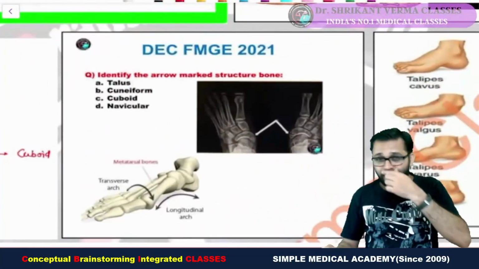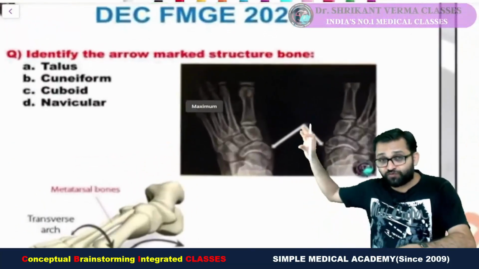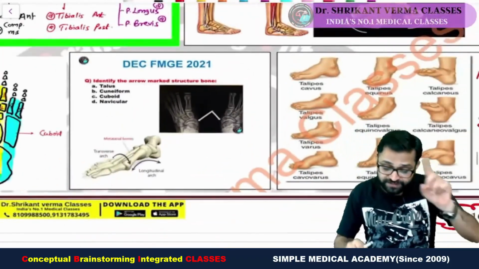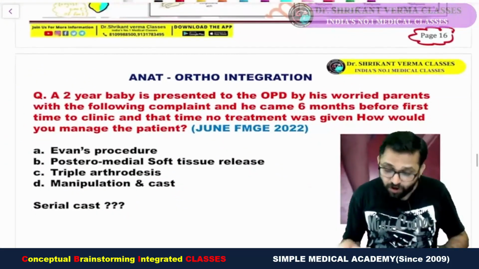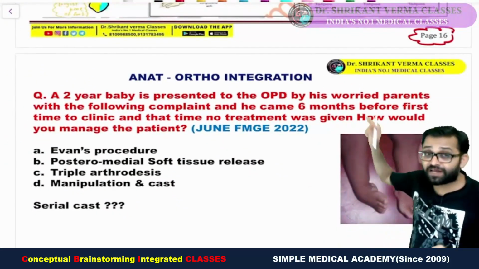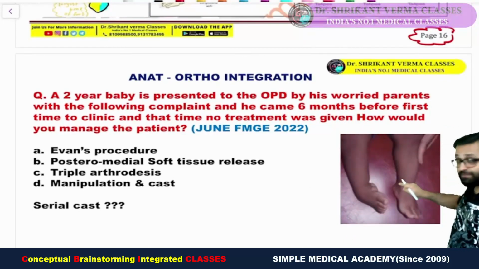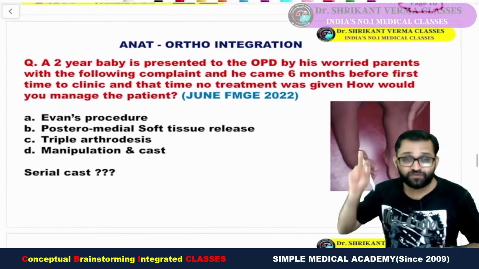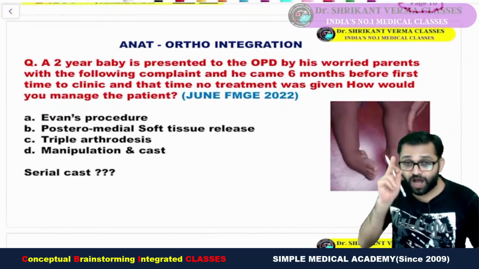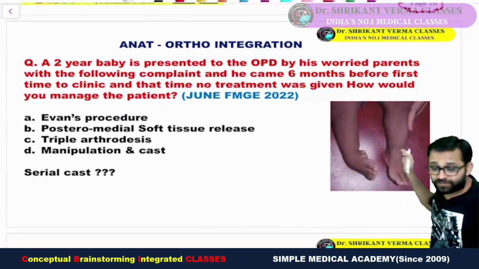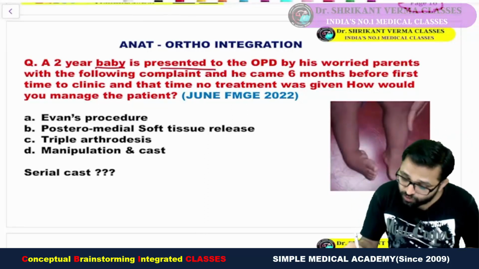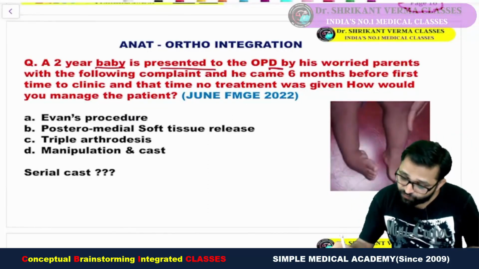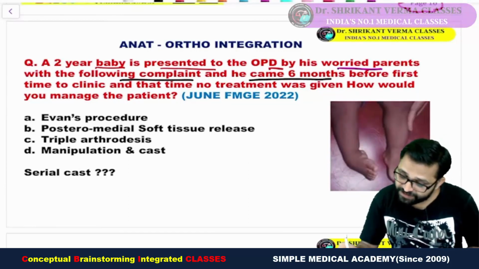At the time of the lecture, I told you one question will definitely come from the foot bones, because it is related to the arches of the foot. This time a direct question was not asked from anatomy, but in Anatomy-Ortho integration, congenital talipes equinovarus was asked. So look at this question in your orthopedics. Without the knowledge of the bones and arches of the foot, you cannot understand this topic. The question was: a 2-year-old baby is presented to the OPD by his worried parents with the following complaint, and he had come 6 months before for the first time to the clinic, and at that time no treatment was given.